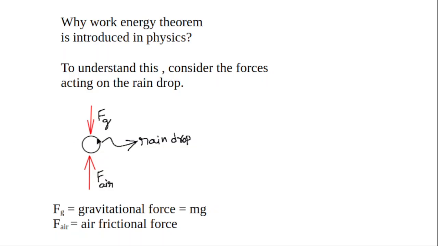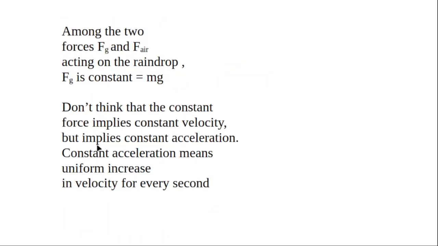A raindrop falls at almost the same speed, or with a slightly variable speed, and we can identify two forces acting on it. One is the downward gravitational force, and the other is the upward air force, or air frictional force. Because of these two forces, the raindrop falls with almost constant velocity.